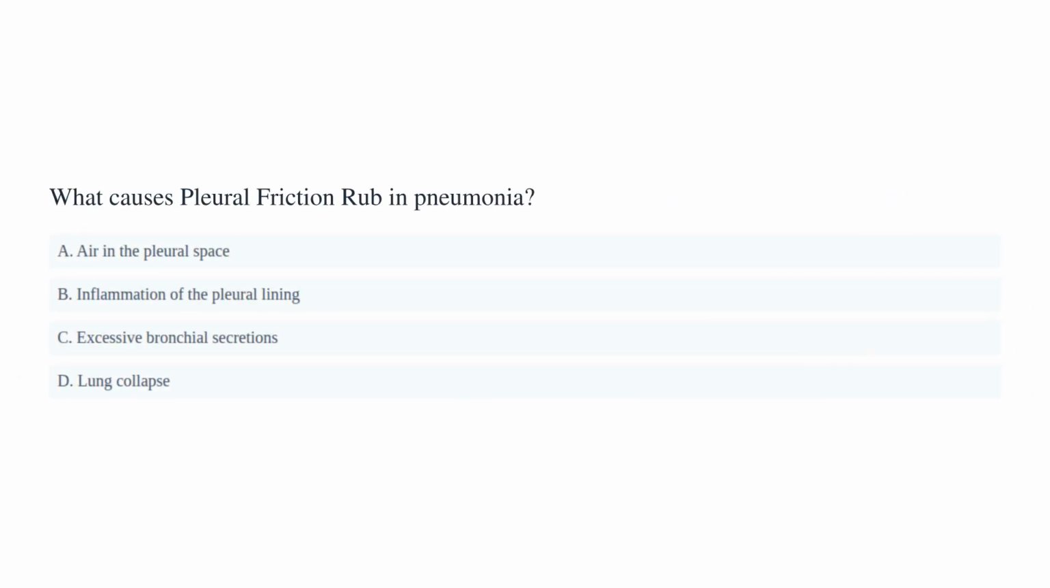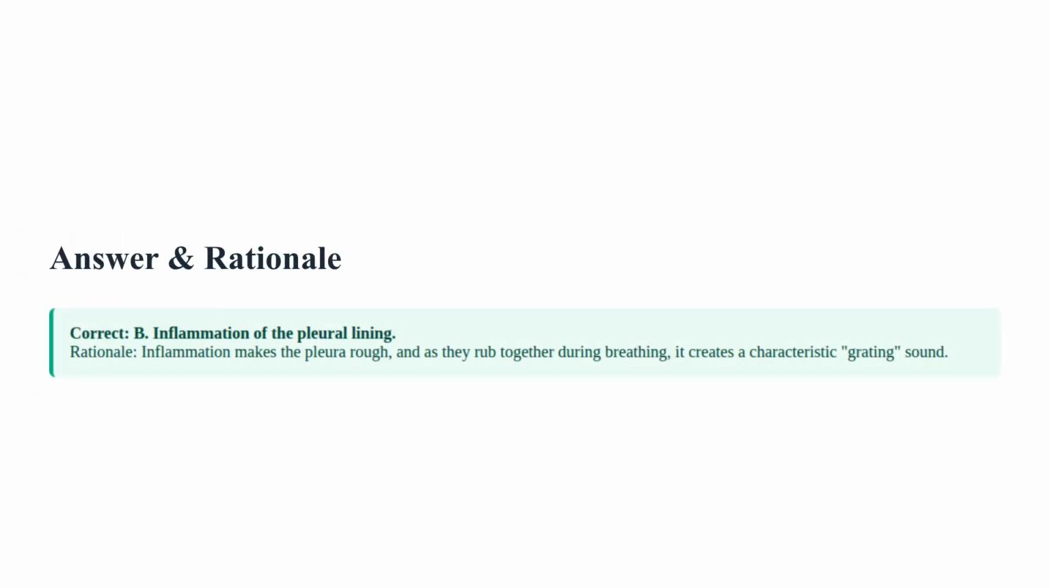Finally, what causes pleural friction rub in pneumonia? The correct answer is B, inflammation of the pleural linings. When the normally smooth pleural surfaces become inflamed, they rub against each other during respiration, producing the sound.